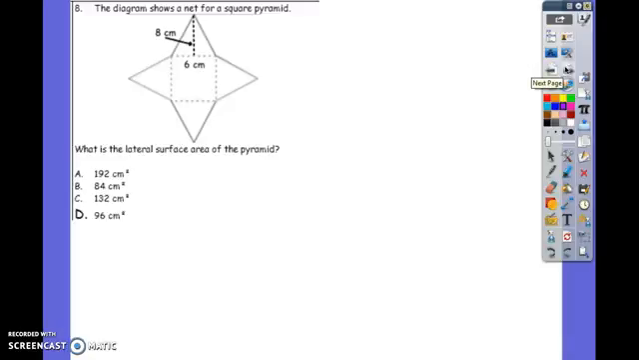Question number 8. The diagram shows a net for a square pyramid. What is the lateral surface area of the pyramid? Lateral surface area means no bases. So since I'm not going to include the bases, I need to figure out which one is the base. Well, the problem tells me it's a square pyramid, and I know that a three-dimensional figure is named by its base. So it's telling me the square is the base. So I'm going to put an X over the square. Not going to find the area of the square. So I need to find the area of the triangles.